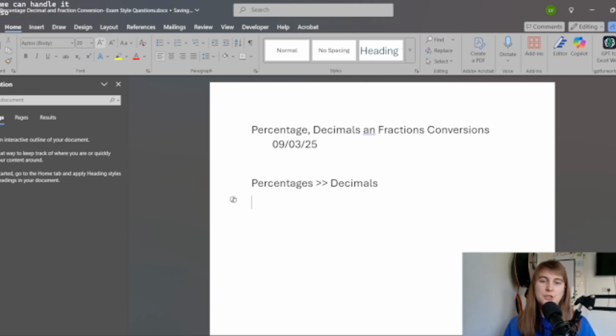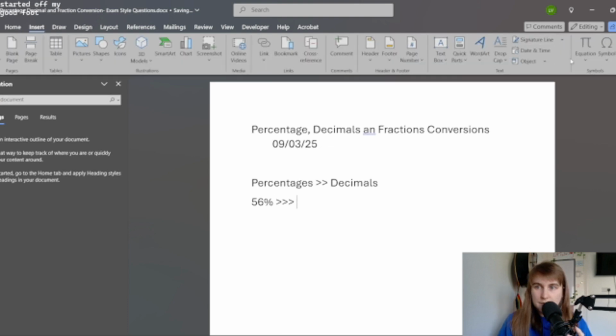So percentages to decimals, essentially, let's say I had 56%. The process is simply to multiply. Sorry, not multiply. We haven't started off on a good foot. We need to divide by 100. And so there we get, as long as we know how to manipulate decimal numbers and divide by multiples of 10, we get 0.56.